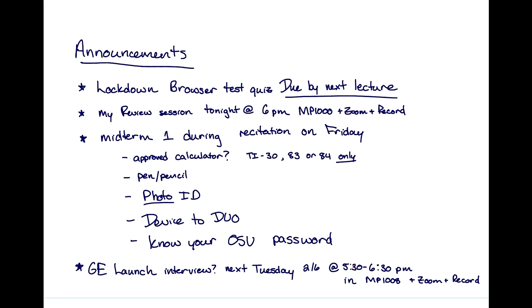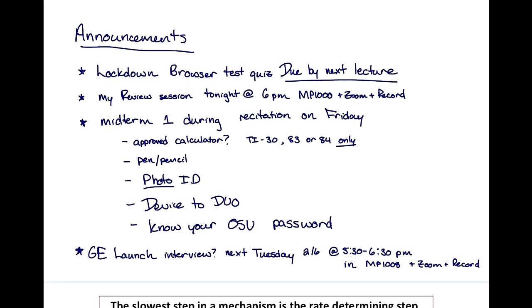All right. So you can come in person. I'm going to Zoom it, and I will record it. So there you go. Those are the GE launch people. Okay, if you aren't in GE launch, just ignore what I just said. Who's in GE launch and has to do this?